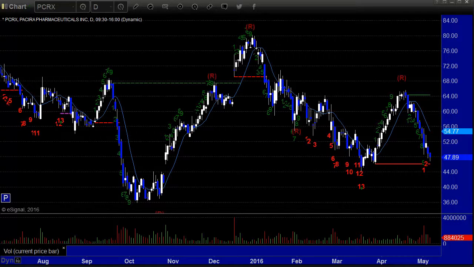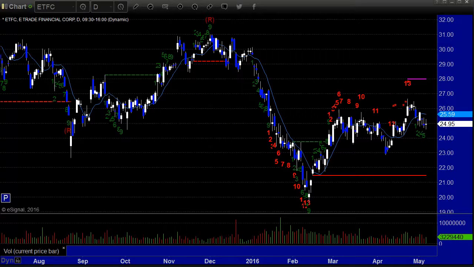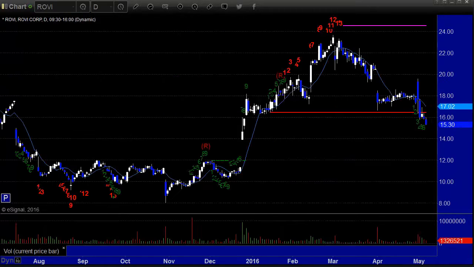You can see the move up there. Pretty solid. E-Trade, sell signal about 2 weeks ago. Risk line, doesn't come near it. Rolling over now, still in play from that perspective.